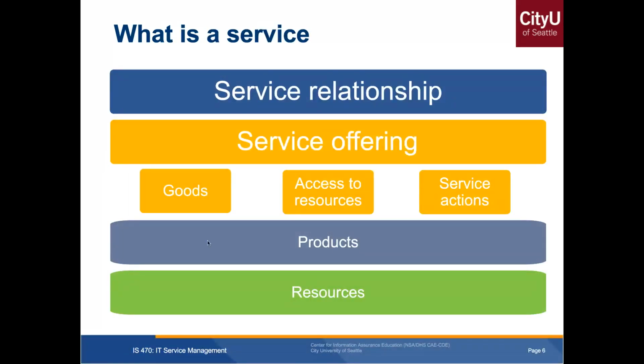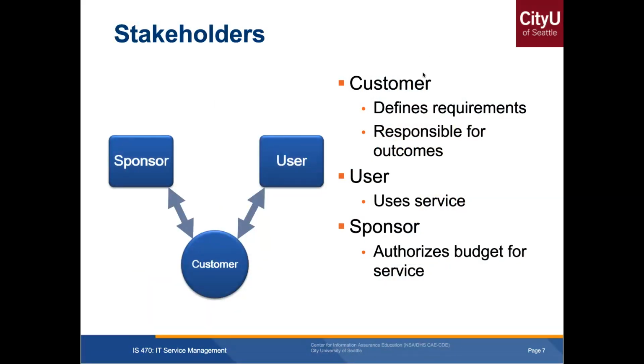And we have seen this diagram as well, so we can skip this. And just to add the stakeholders, examples are the customer, who defines the requirements and is responsible for outcomes, and the user is the one who uses the service. The sponsor is the one that authorizes budget for the service. Let's say a manager authorizes, let's say, a new laptop, but the employee or another employee would be the one using it as a user.